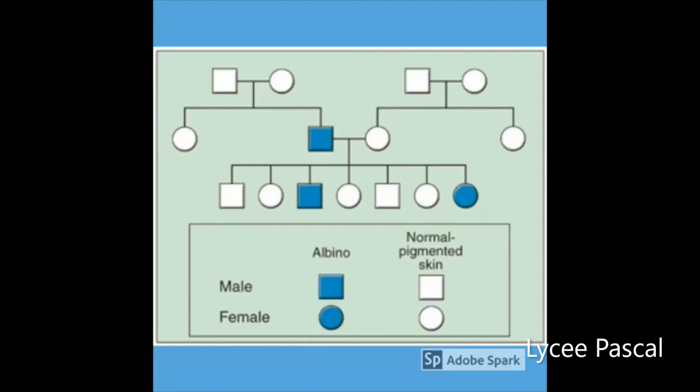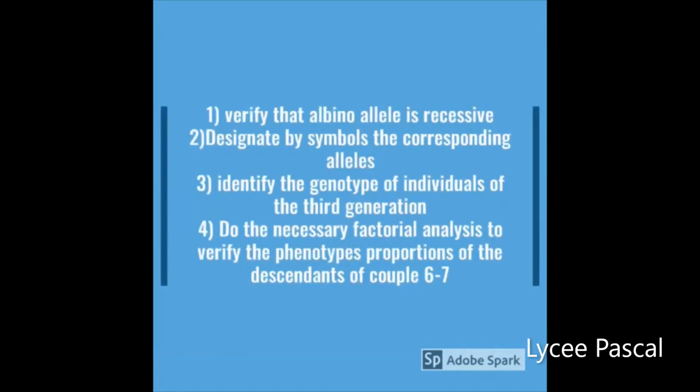Here we have 3 generations. We are going to see that we have 2 family trees. The first one, the couples are normal. In the second generation, we have one affected man, or male. In the third generation, we have a male and a female. The first question is to verify that the albino allele is recessive. And for the verification, we have to justify.